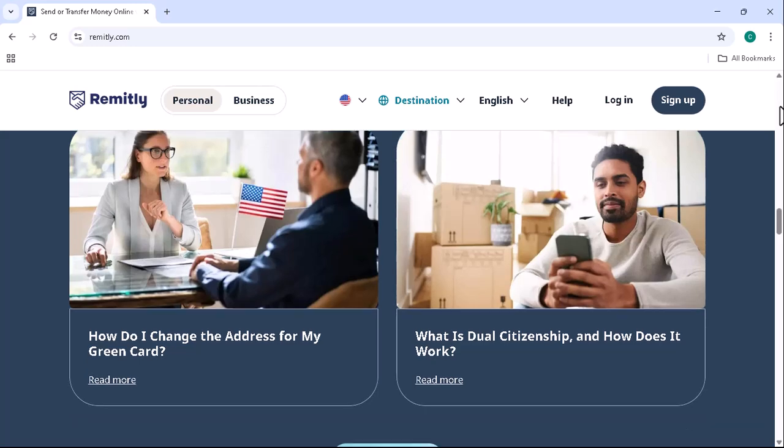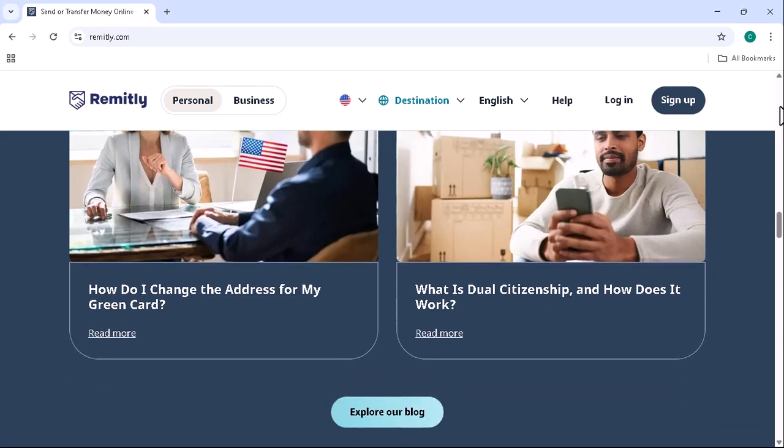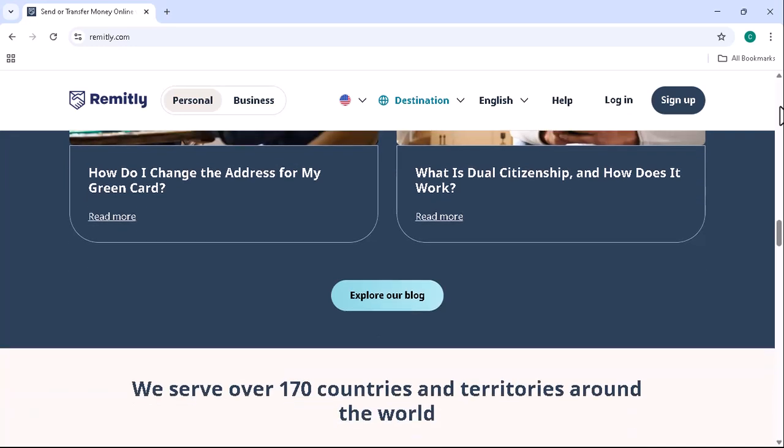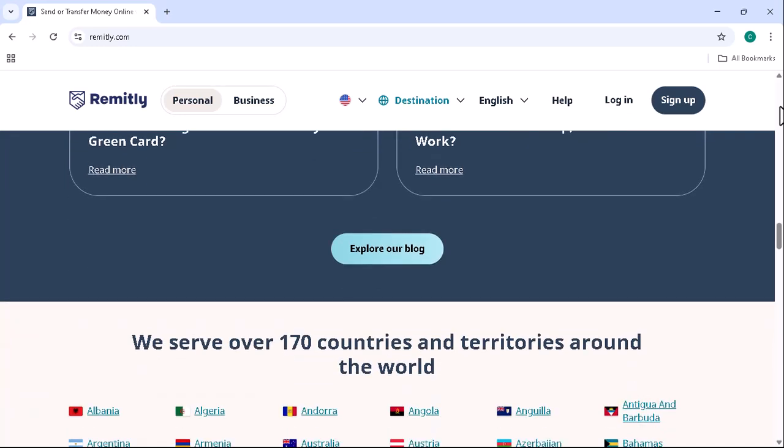The best way to know the exact cost for your specific transfer is to use the Remitly app or website. Before you confirm your transfer, they will show you the exact fee and the exchange rate, so you'll know exactly how much your recipient will get.